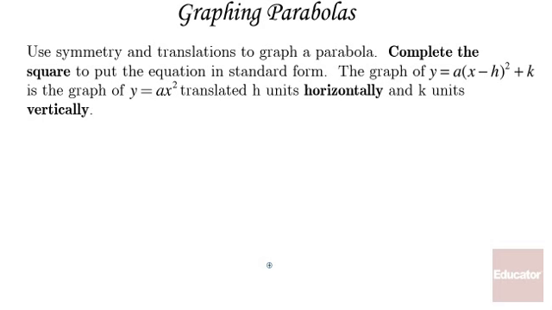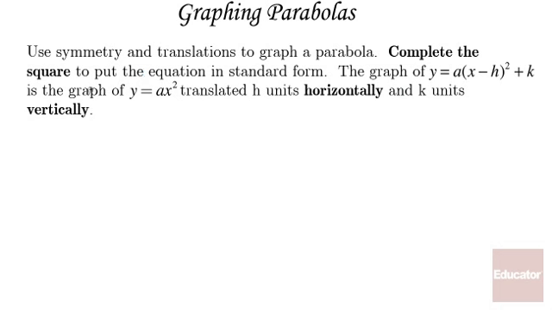In order to graph a parabola, you often need to put it in standard form. So let's start out by just talking about putting an equation for a parabola in standard form, and then we'll go on to look at some graphs and how different values of h and k can affect the graphs.